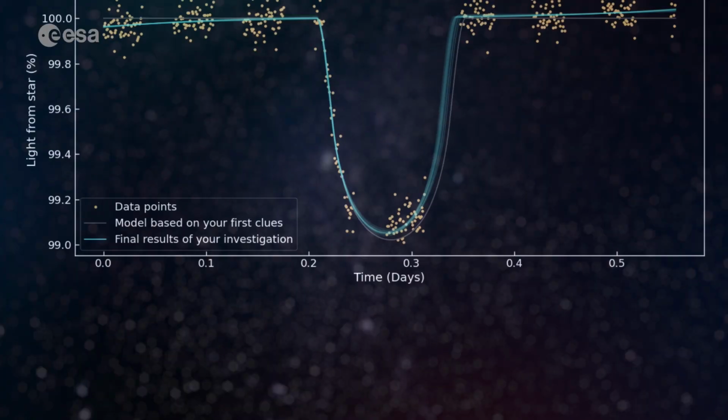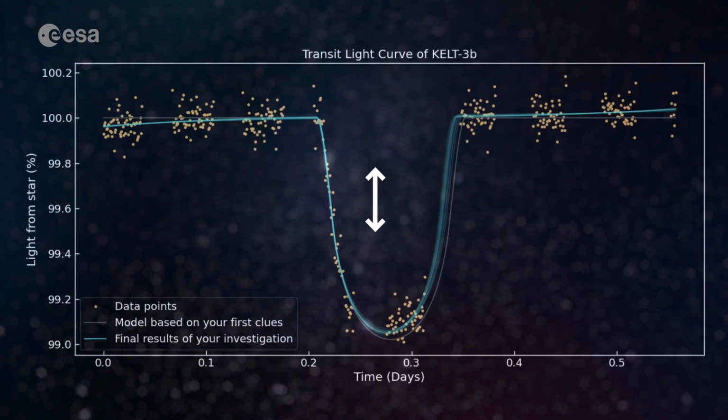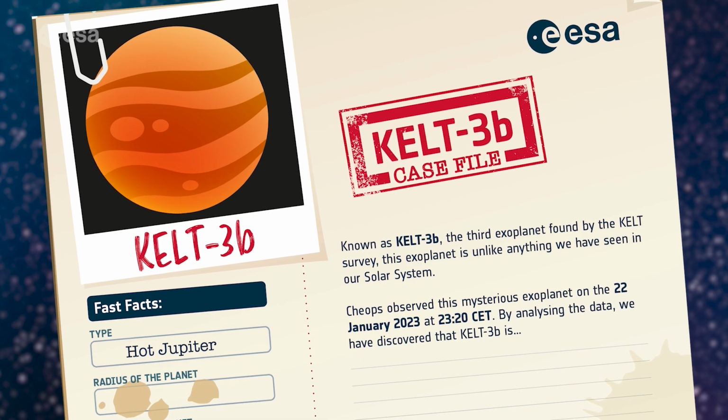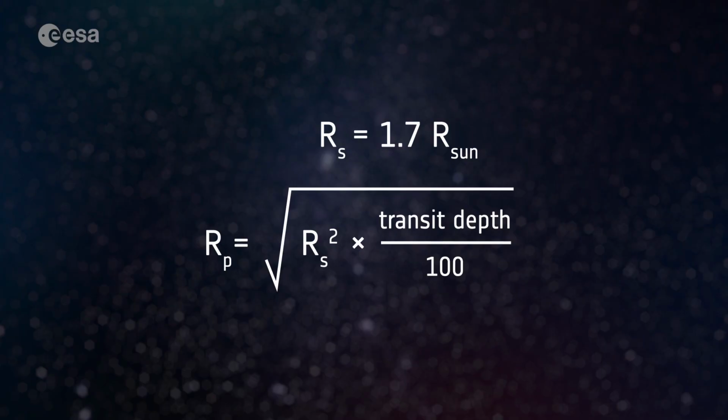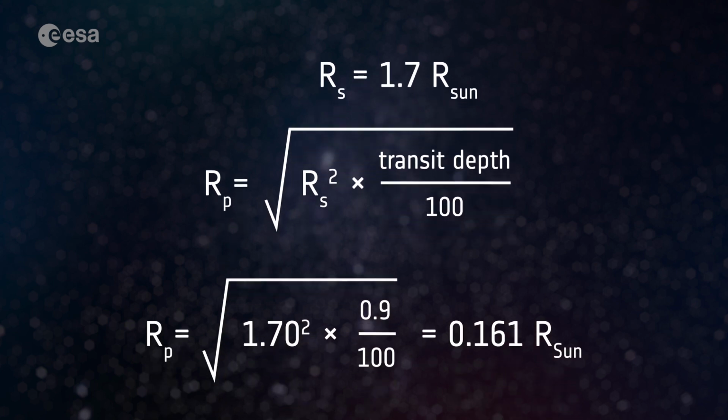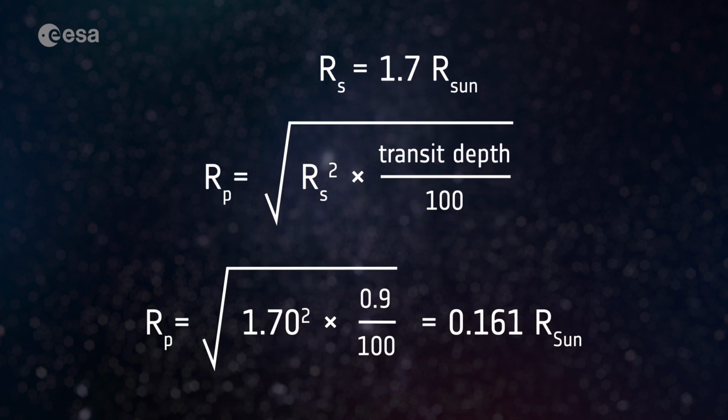I think I have all the information needed to determine the radius of Cal3b. By analysing the transit light curve, I have measured the transit depth to be approximately 0.9%. I also found out the size of the star, Cal3, on the case file. The radius of the star is 1.7 times the radius of the Sun. Using the equation, I have calculated that the radius of Cal3b is 0.161 times the radius of the Sun.